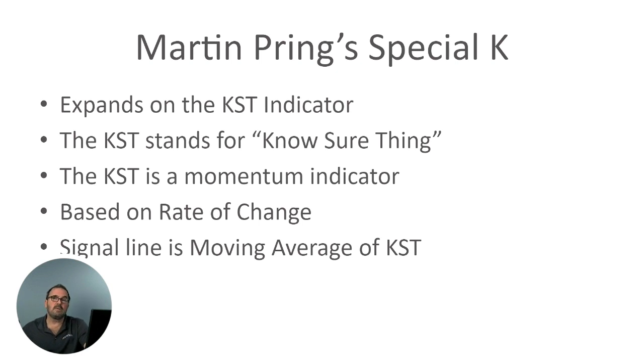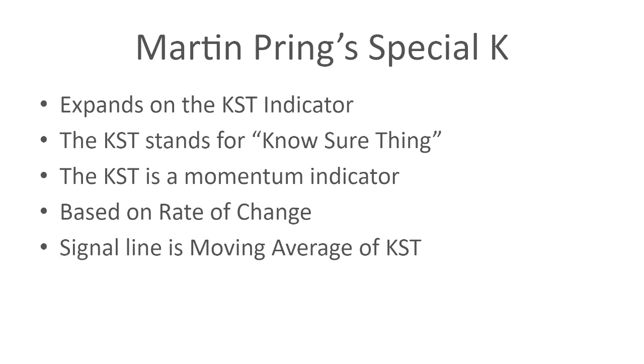And he has the KST indicator, which has been around for some time. You may have heard about it. You've probably seen it on your broker's generic list of indicators. That's different than the Special K. The KST stands for "know sure thing," know as in knowledge. It's a momentum indicator, which is primarily what Mr. Pring does, and it's based on rate of change, and the signal line is a moving average of KST.